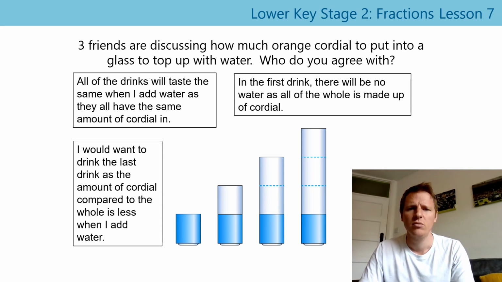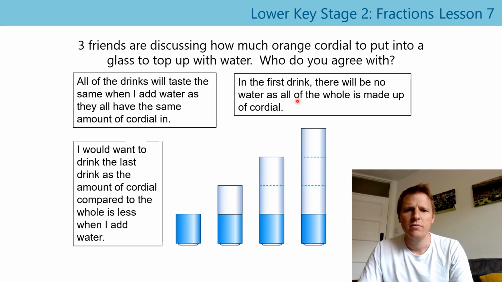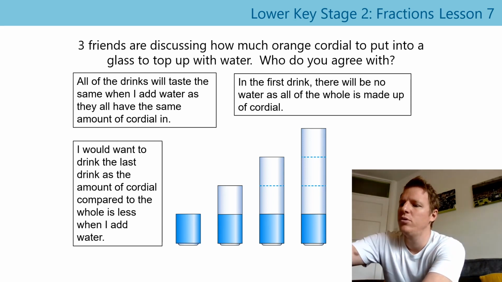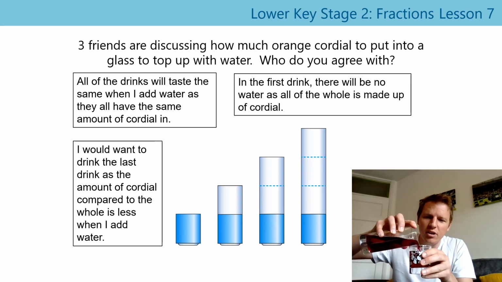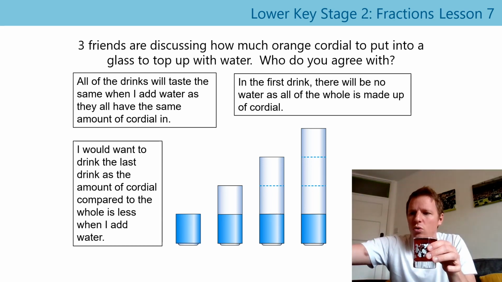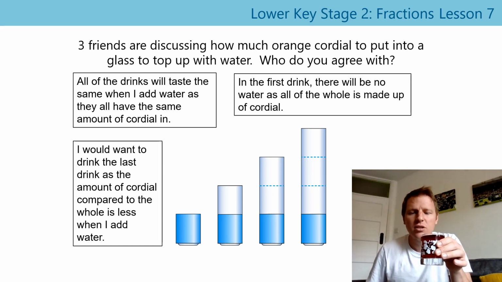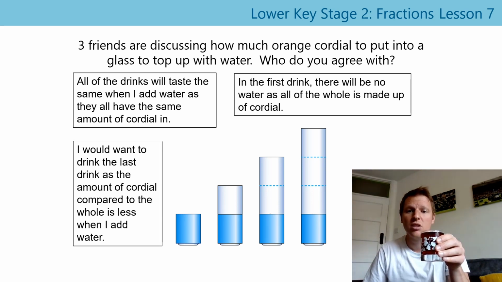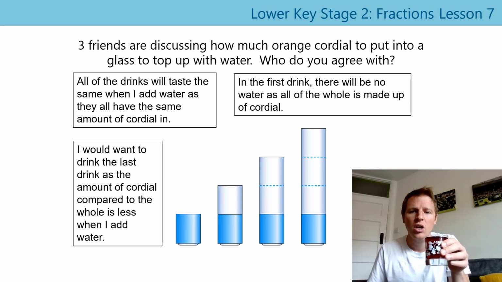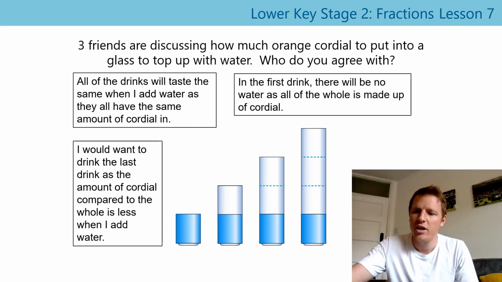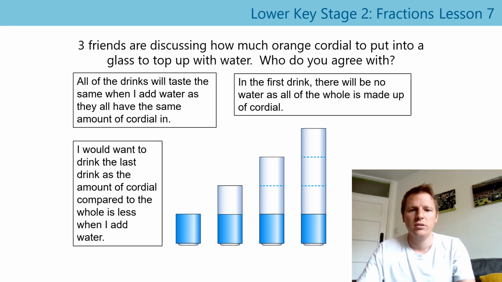Let's look at the second child. In the first drink, there will be no water, as the whole is made up of cordial. Do you agree with that child? I do. Again, on my example, I'll make it exactly accurate. Let's pour in some more. All of this glass is cordial. So the all means the whole. So the whole of this drink is cordial. There is no water. So I agree with that child.